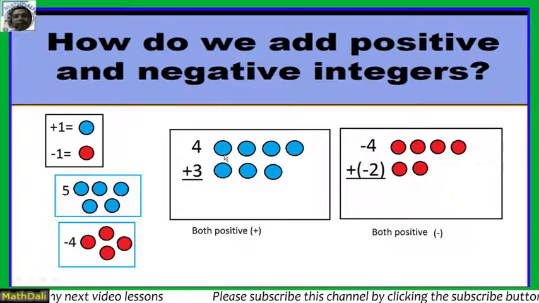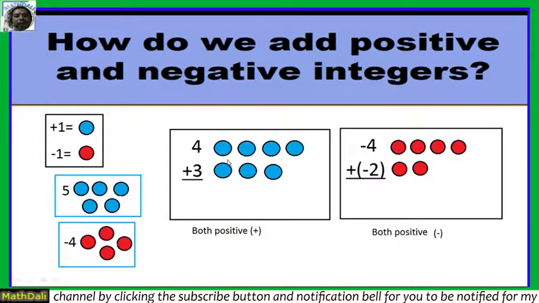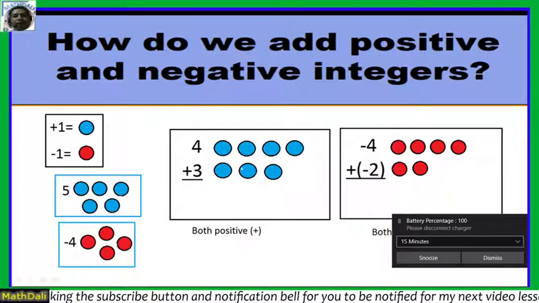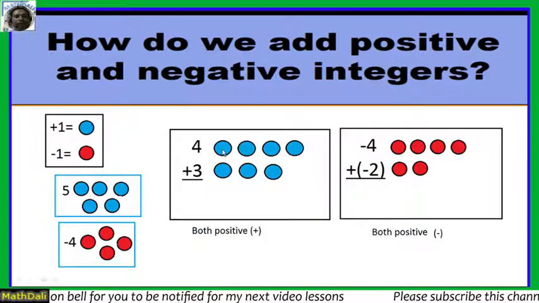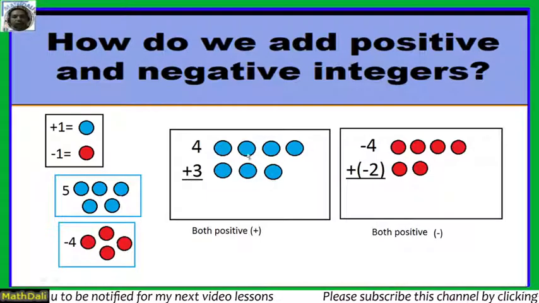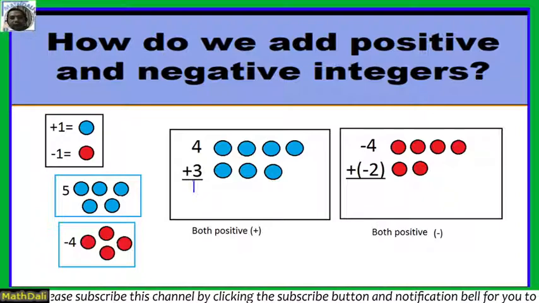Ibig sabihin yan, meron tayong apat na positive keep, and then we have also 3 positive keep. Since wala naman tayong pair dito ng 0, then we can just combine. Bilangin lang natin kung ilan: 1, 2, 3, 4, 5, 6, and 7. So, definitely, 4 plus 3 will be equal to 7. Lagay natin dito yung sagot. So, we have 7.